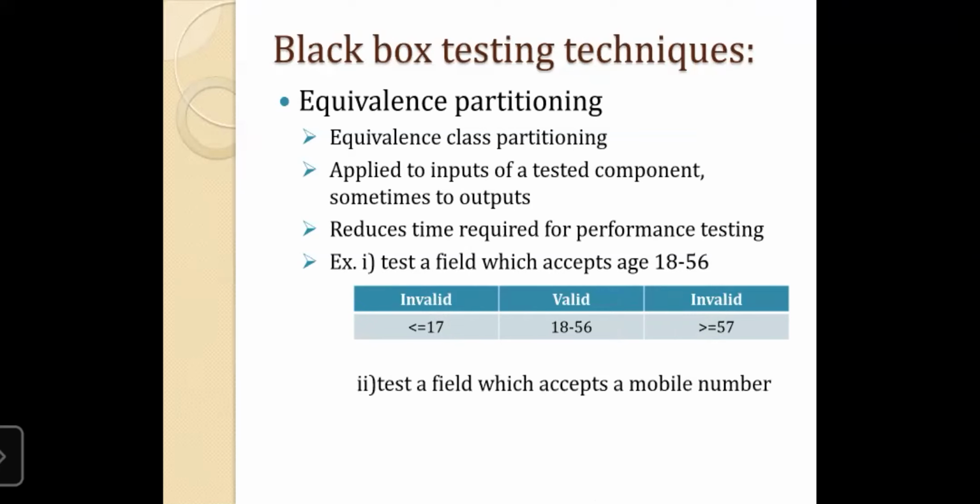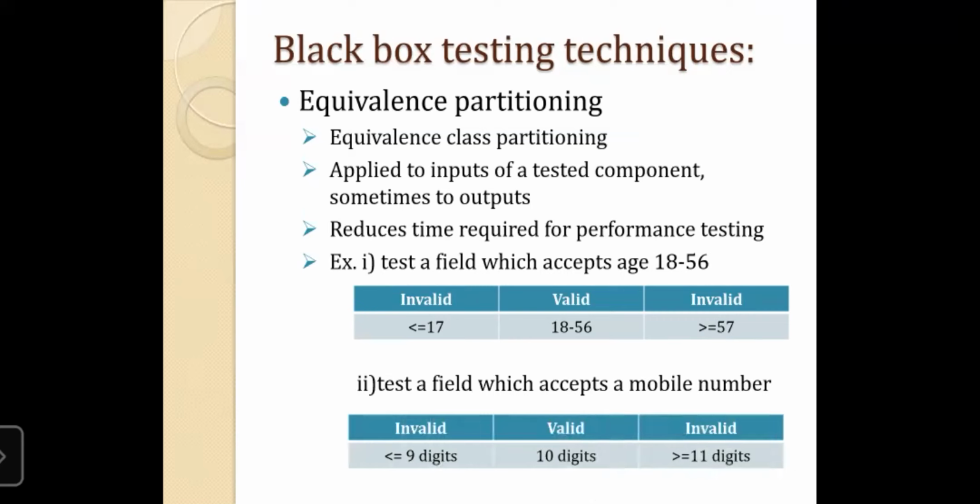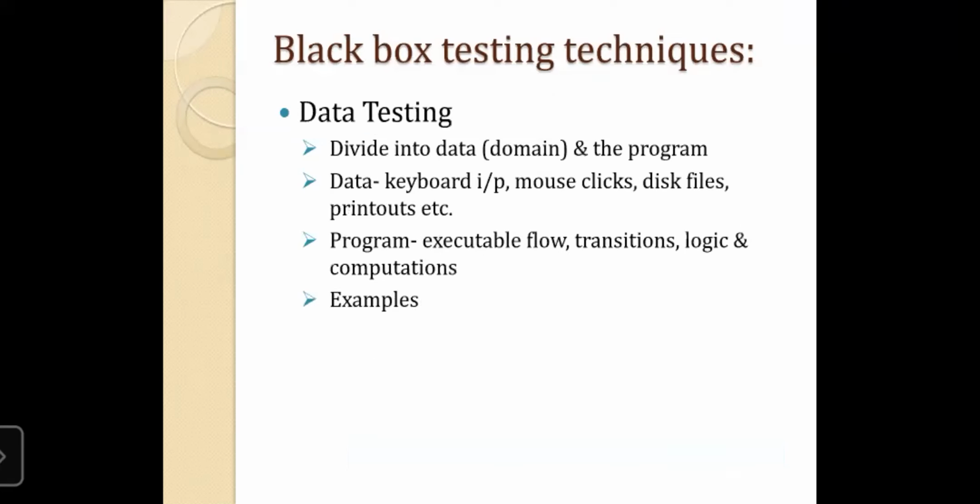And the second is to test a field which accepts the mobile number. As we know, a mobile number is of 10 digits. So accordingly, we have the cases, that is invalid and valid data. If it is giving a 10-digit number, we can accept the input, or else it will not be accepted. So this is the case under equivalence partitioning.